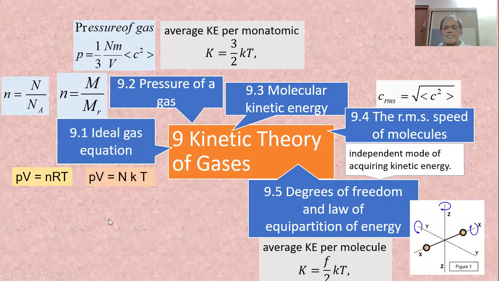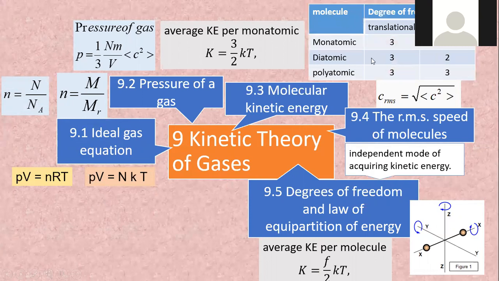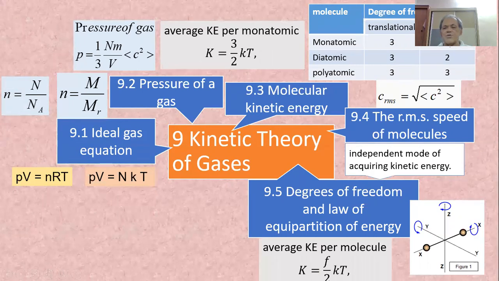So degree of freedom is just the independent mode of acquiring kinetic energy. Yeah, the translation, rotation, vibration, right? So if it's monoatomic, you got 3 translational, no rotational. If it's diatomic, you got 3 translational, 2 rotational. Polyatomic, you got 3 translational and 3 rotational.